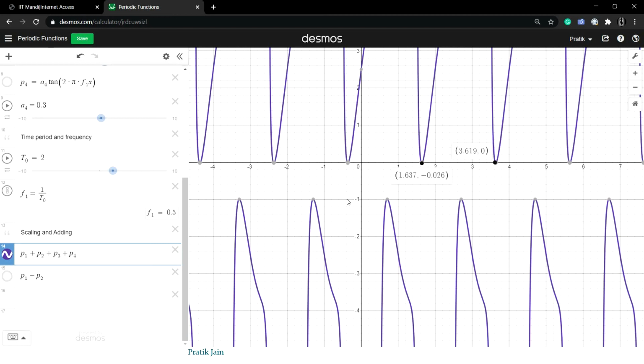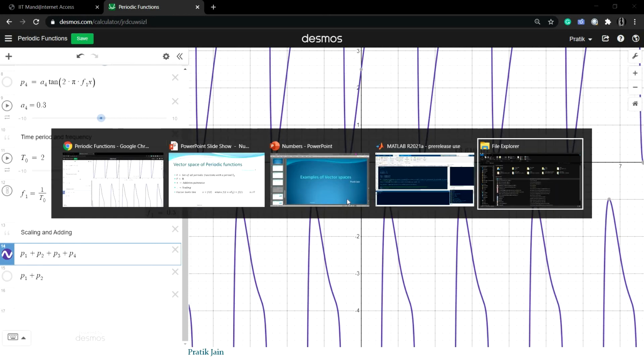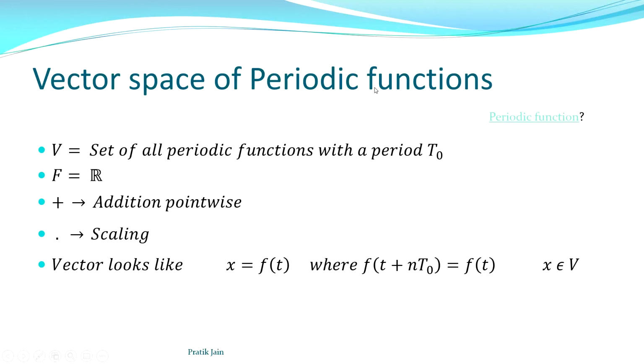So intuitively we can understand that if you have periodic functions with a period t naught, then you can have a vector space. No matter which two periodic functions having the same period you add, you'll get a third periodic function which again has the same period. Hence we can say this is a vector space.